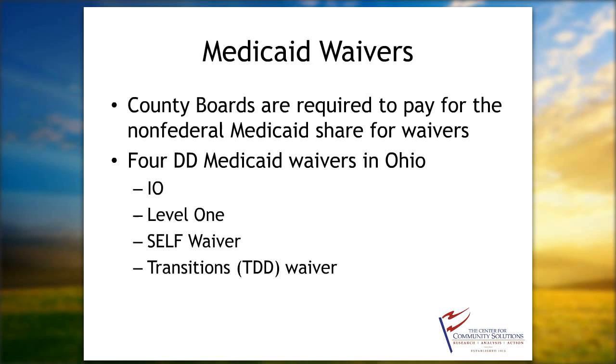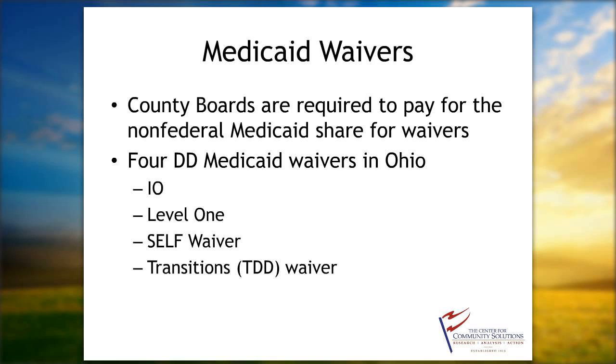The SELF waiver, or the Self-Empowered Life Funding waiver, is capped at $40,000 for adults. This is a self-directed waiver, which means that individuals can self-direct where and how services are provided. So people on these waivers have both budget authority and employer authority. So either the individual or oftentimes a financial management company can act as the employer of record.